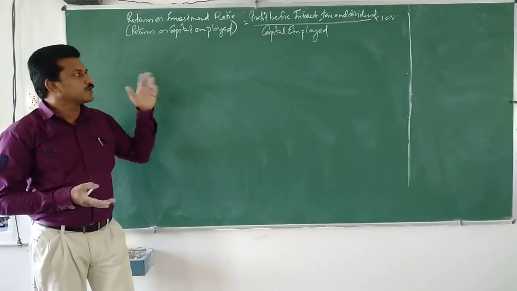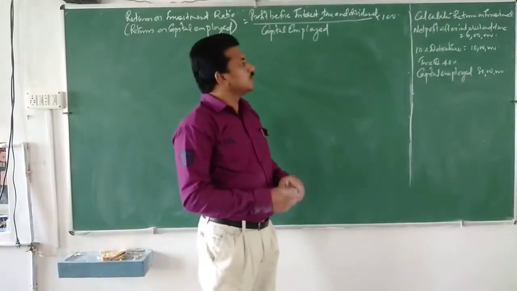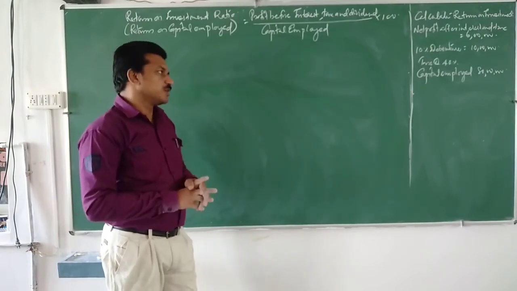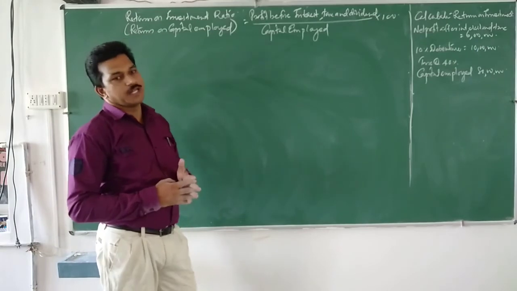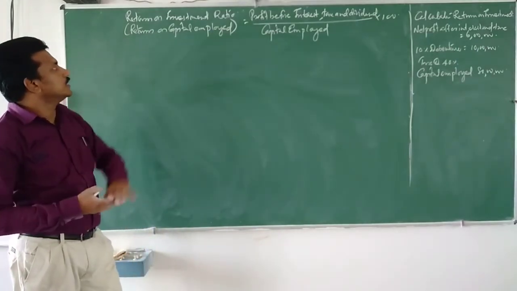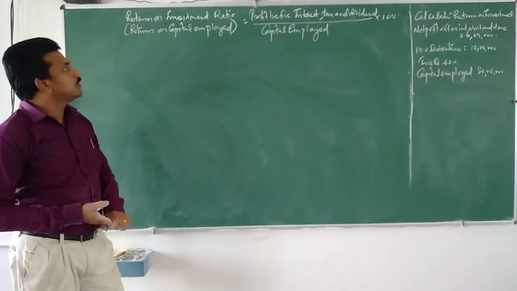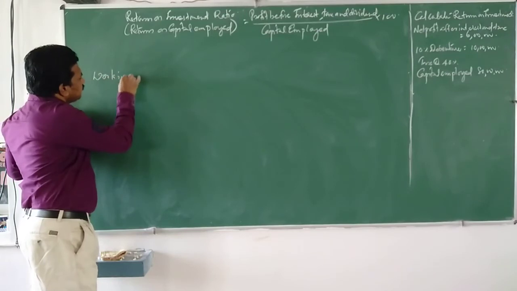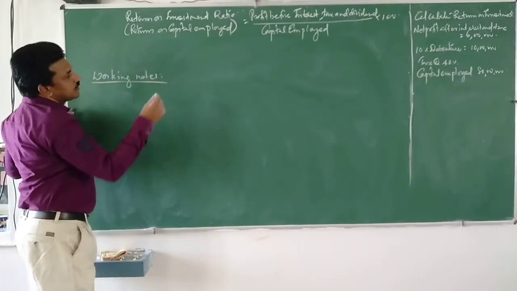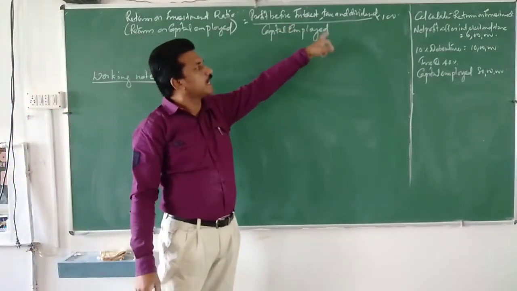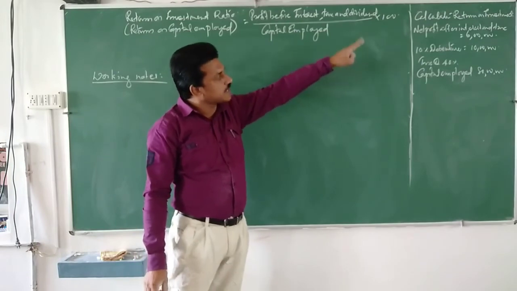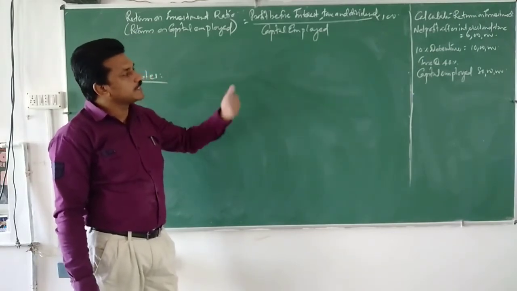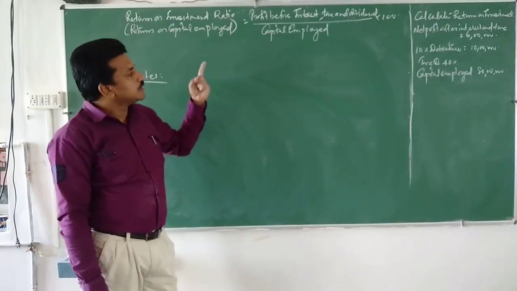Okay, now let us solve the question related to this. Calculate return on investment from the following: net profit after interest and tax 6 lakh, 10% debenture 10 lakh, tax 40%, capital employed 80 lakh. We are going to calculate the return on capital employed or return on investment ratio. Okay. So, let us see here. We have to calculate profit before interest, tax and dividend. But here net profit after interest and tax is given. That means after deducting interest and tax. We have to take net profit before deducting interest and tax.